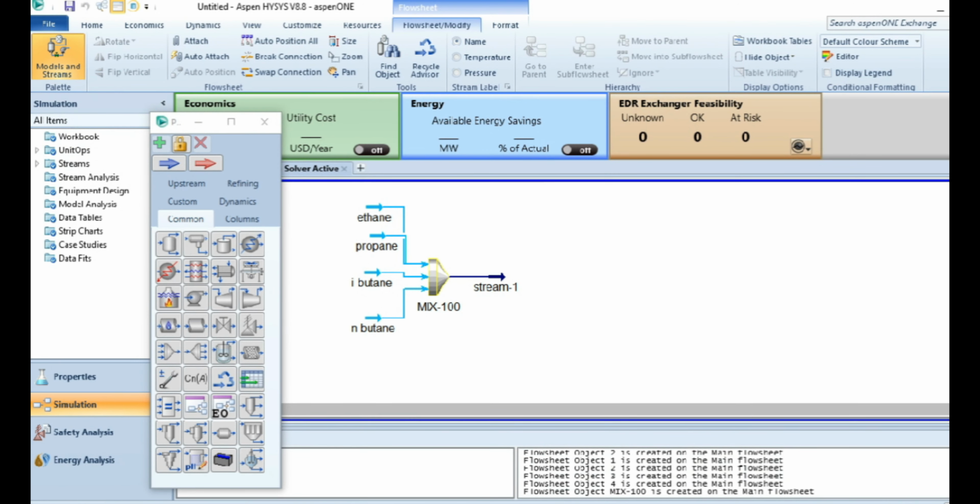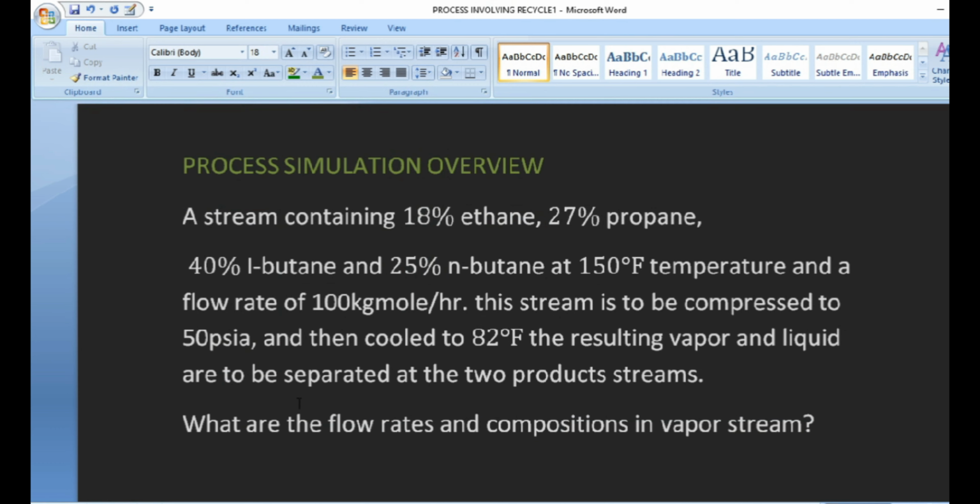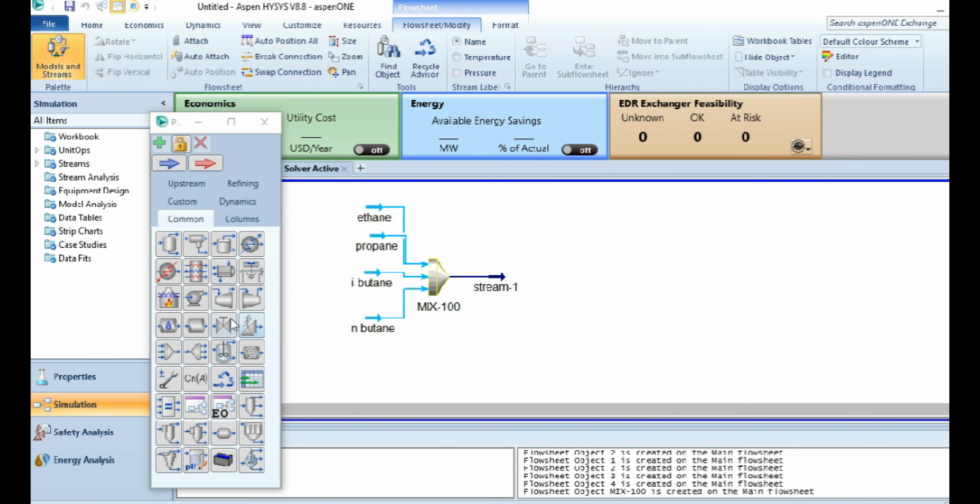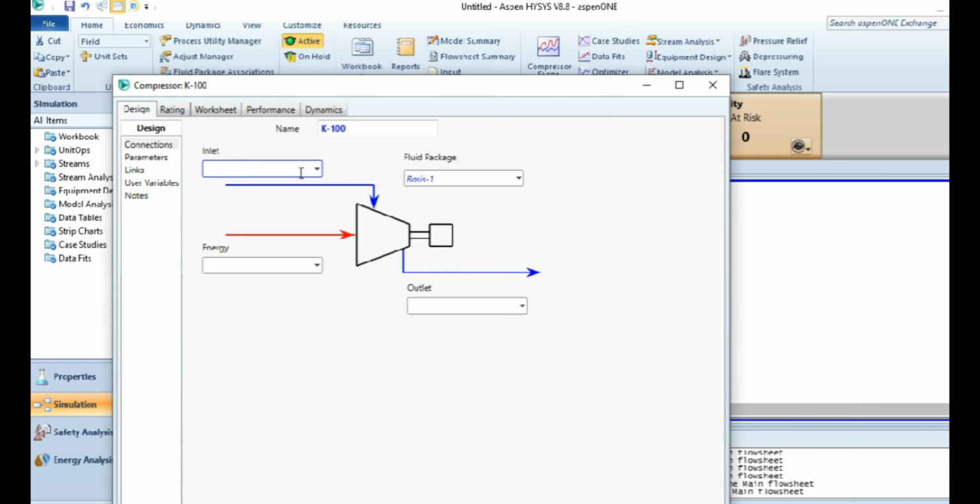After this, we now go back to the question. The stream is to be compressed to a pressure of 50 psi. So I have to introduce a compressor. This is our compressor. The stream is to be compressed, let's call it stream 2.